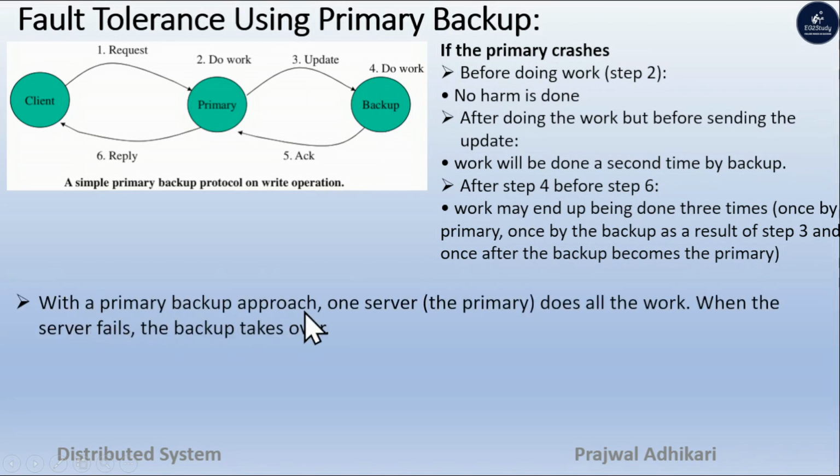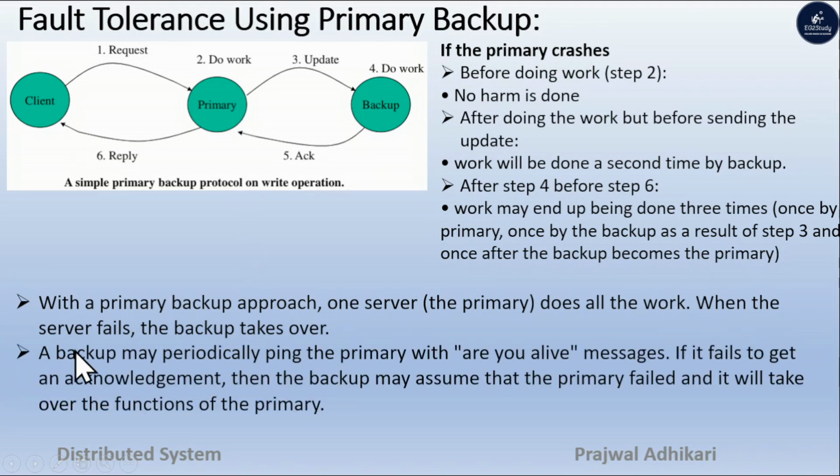With a primary backup approach, one server, that is the primary, does all the work. When the server fails, the backup takes over. A backup may periodically ping the message: are you alive? If it fails to get an acknowledgement, then the backup will assume that the primary failed and it will take the function of primary.